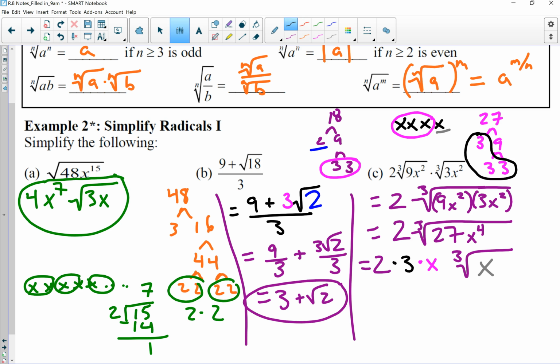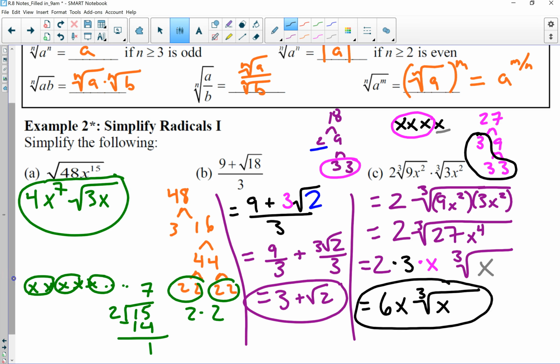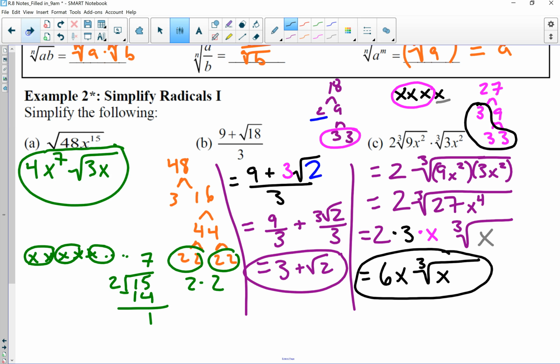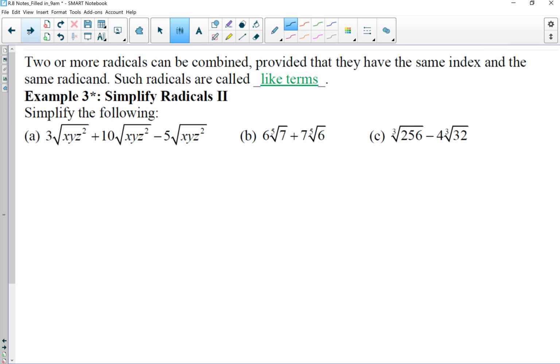And then I just do any multiplication that's left over to simplify this and get it down to a single result. So 2 times 3 is 6, and my x, those are both outside. Then I have my cube root with an x left inside. And that would be our final result there. Now I was just simplifying roots so you can do more math on them.